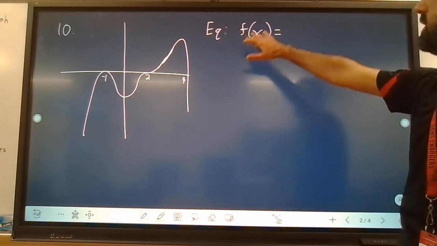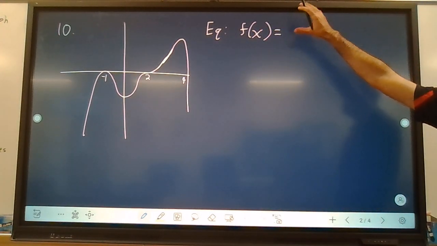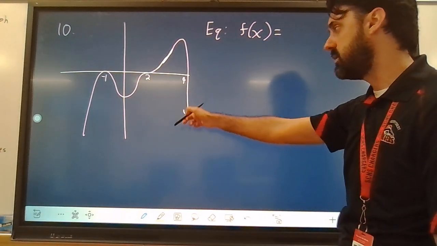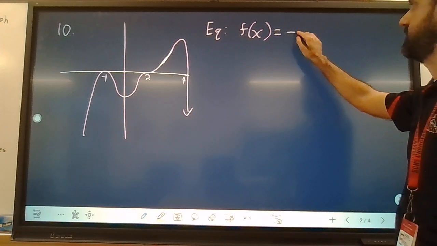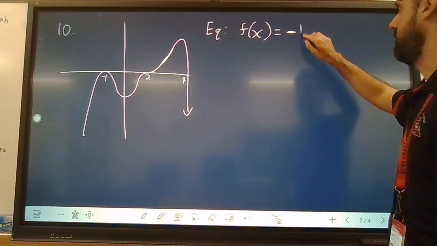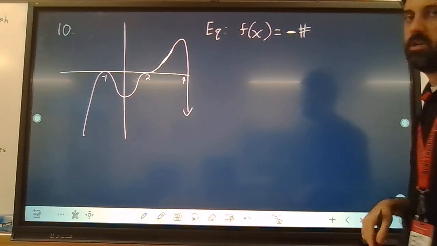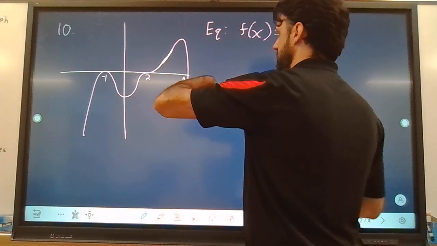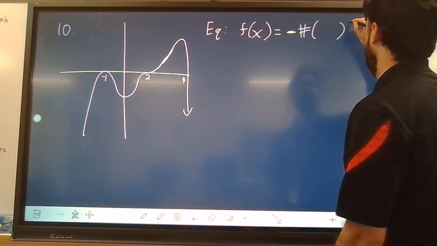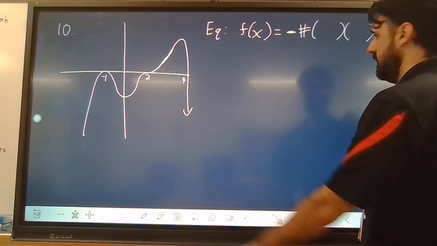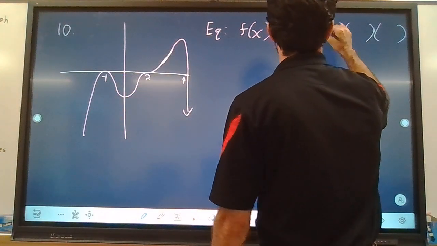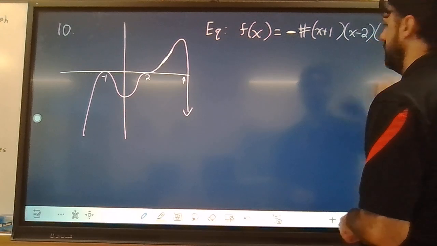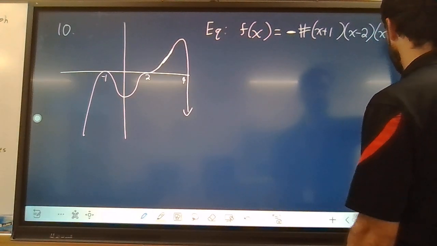Number 10, we're looking for the equation of our function. To start with the leading coefficient, we always look to the right. This graph is headed down to the right, so we're going to put a negative in front of this function. It might also have a number attached to it, but we don't know what that number is, so I'm just going to put a negative out front. Now, there are 3 zeros here, so that leads to 3 factors we can write out. x equals -1 gives us x plus 1, x equals 2 gives us x minus 2, and that would give us x minus 4.